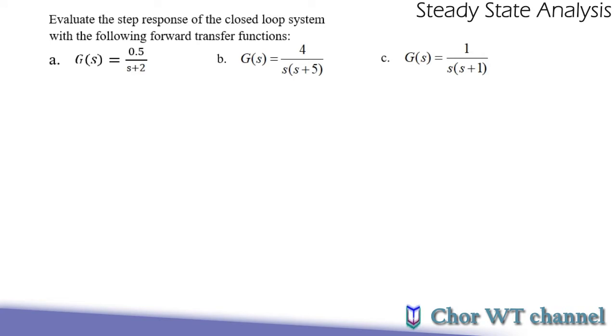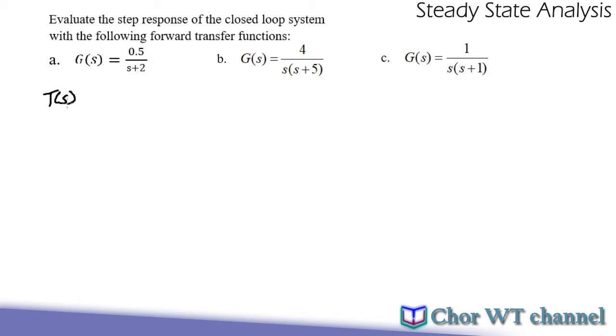Today I'm going to show how we evaluate the step response of a closed loop system in its steady state response. Please watch my previous video if you are interested to know how we evaluate the transient of a closed loop system. So let's begin with example A with the forward transfer function 0.5 over s plus 2, and I'm going to use the final value theorem to find out what the steady state error is.